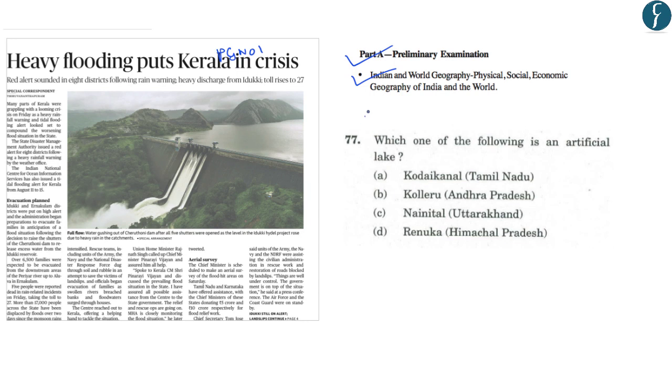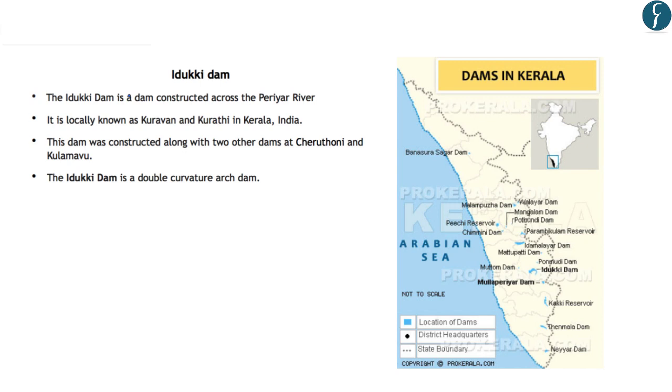Now, previously in the year 2018, a question was asked related to an artificial lake. So, we will also try to understand why this question appeared in the exam in 2018. Now, the first important fact related to the Idukki Dam is that it is constructed across the river Periyar. So, this is an important fact and should be kept in mind. Secondly, the location on the map is also important. So, we should know that Idukki Dam lies in Kerala and can be seen in the map here.